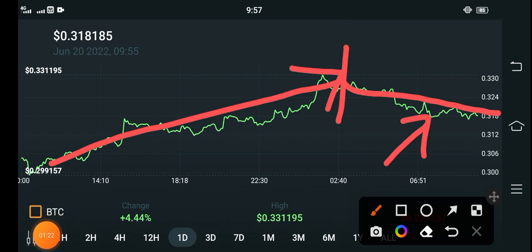It's a temporary dump. And as I predicted in my previous video, Cardano, VeChain and XRP, these three coins will continue positive changes through the last half of this month, guys. So my prediction is still positive about it.